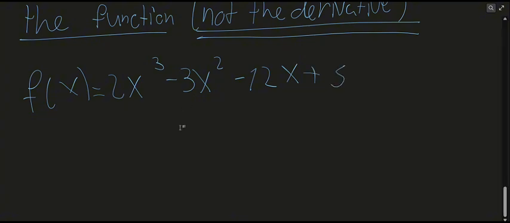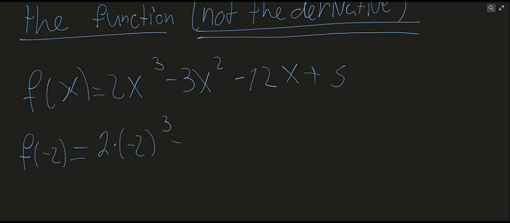Now, I do believe the leftmost endpoint was negative 2. So let's actually plug in f of negative 2. F of negative 2 is, let's literally plug it in: 2 times negative 2 cubed minus 3 times negative 2 squared minus 12 times negative 2 plus 5.